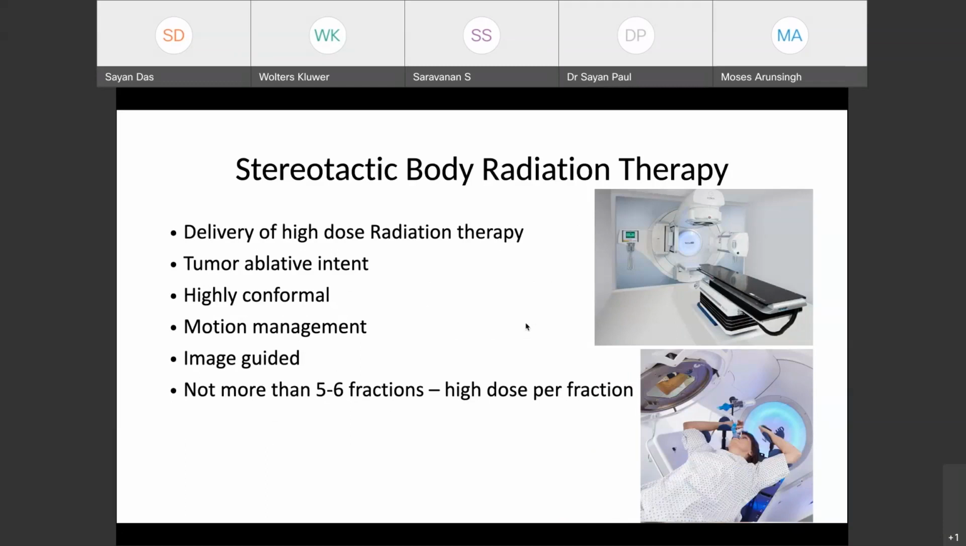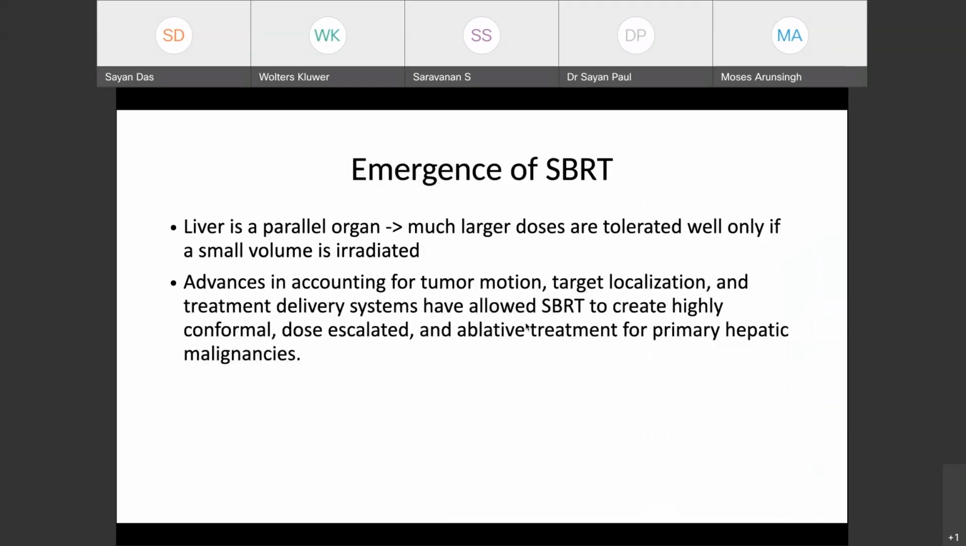This has become possible only because of the technological advancements. In the olden days, conventional radiotherapy did not work. Today, with newer techniques, you can deliver very high doses to small volumes so as to avoid significant liver toxicity. SBRT came into the picture with the idea that the liver is a parallel organ, so it can tolerate much larger doses if we treat only a relatively small volume. We need to spare an adequate amount of liver so that we avoid significant liver toxicity as well as achieve significant local control.